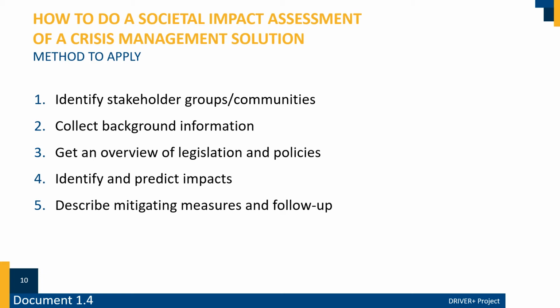The first step would be to identify the stakeholders and the community that could potentially be impacted by the implementation of the solution. This includes the groups affected by the crisis and the stakeholders involved in implementing the solution. 2. Collect background information. The second step is to collect reference information covering key social issues of the impacted communities. This is information such as community history, culture, and key events that have shaped the development of the community.